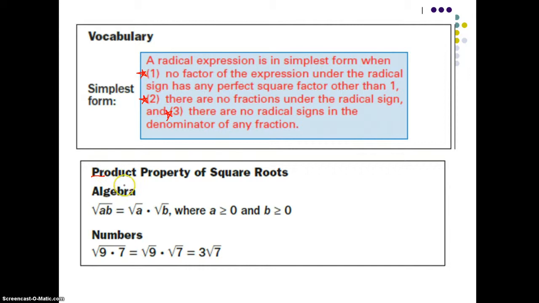The first property we have is the product property of square roots. Basically, if you have two numbers underneath the square root, or actually even if you just have one, you can split it up into two different square roots as long as a and b are greater than 0. So for example, 9 times 7 you can split it up into 9 and 7, because 9 is a perfect square, so we can simplify that into 3. But keep the square root of 7 because it's not a perfect square.